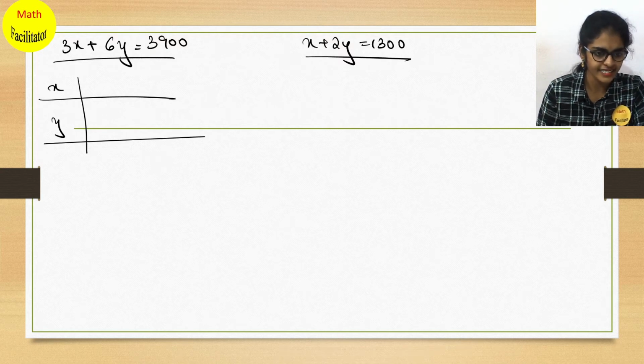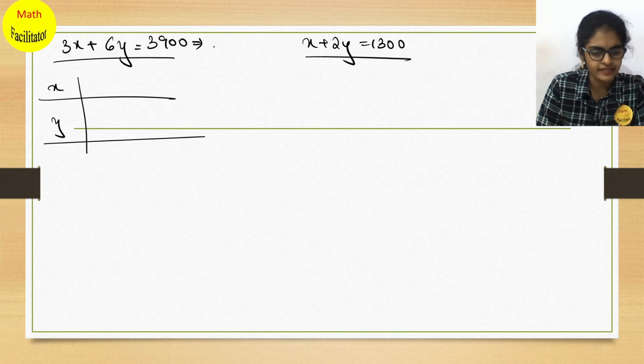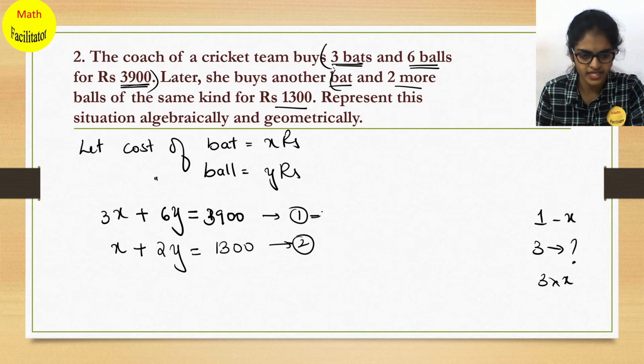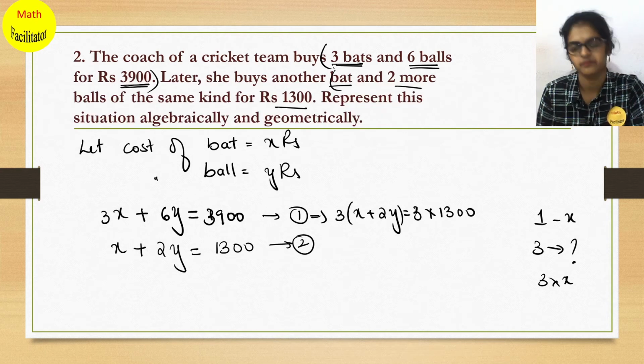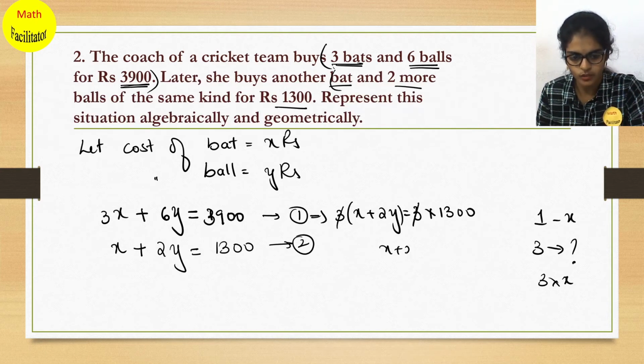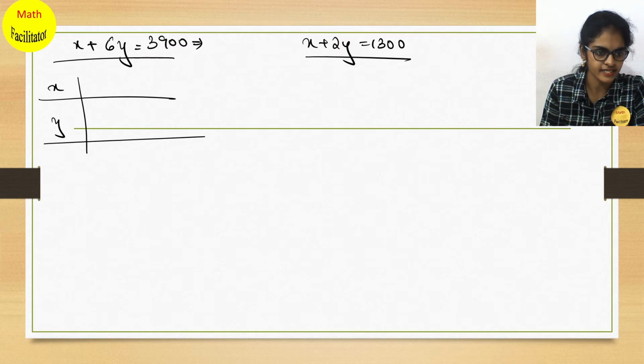But here, can I take 3 common in the first equation? If I take 3 common, I'll just simplify it here. You see here, 3 if I take common, I'll have x plus 2y is equals to 1,300. I can write as 3 into 1,300. So in this equation, 3 and 3 can cancel. So x plus 2y is 1,300. So the first equation you can modify like this. So I can write it as x plus 2y is 1,300.